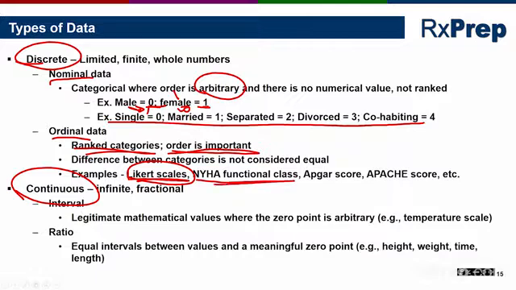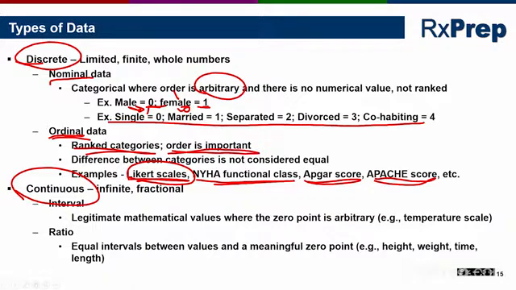New York Heart Association functional class: if you had heart failure, you'd rather be a class 1 because you're less severe in disease than a class 4 patient. APGAR score is used in pediatrics when children are born. Apache score is a measure of how critically ill somebody is after a traumatic event or in an ICU. So those are some examples of scaled severity scores that would be considered ordinal data.